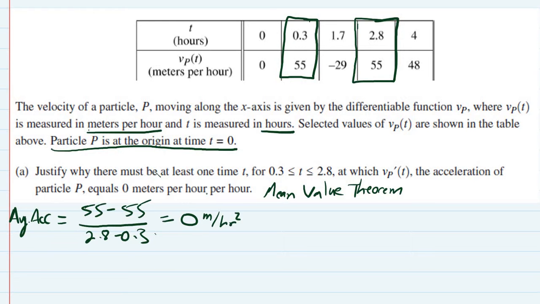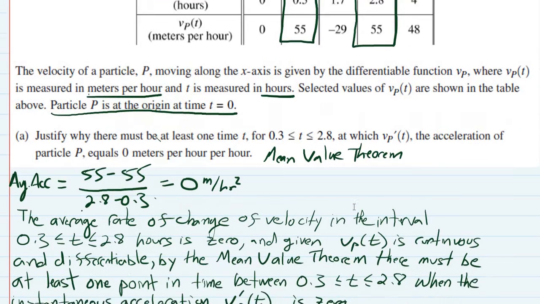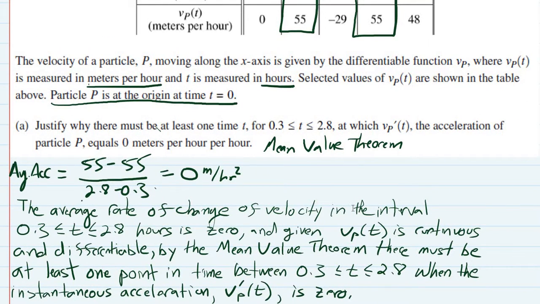So this is what an answer might look like written out completely. The average rate of change of velocity in the interval from 0.3 to 2.8 hours is 0. And given that v sub p of t is continuous and differentiable, by the mean value theorem, there must be at least one point in time between 0.3 and 2.8 hours when the instantaneous acceleration v prime sub p of t is 0. That was part A. Let's move on to part B.